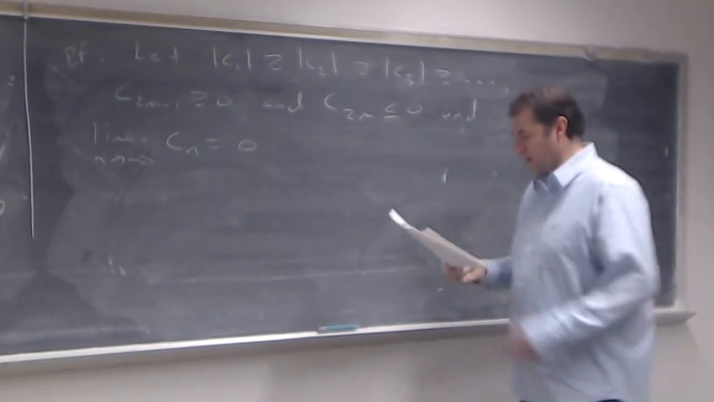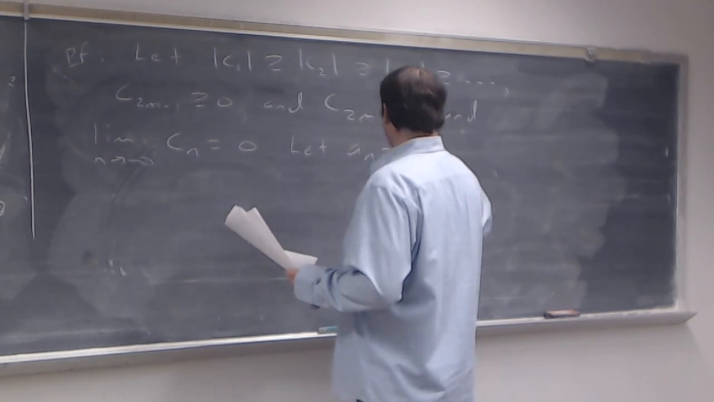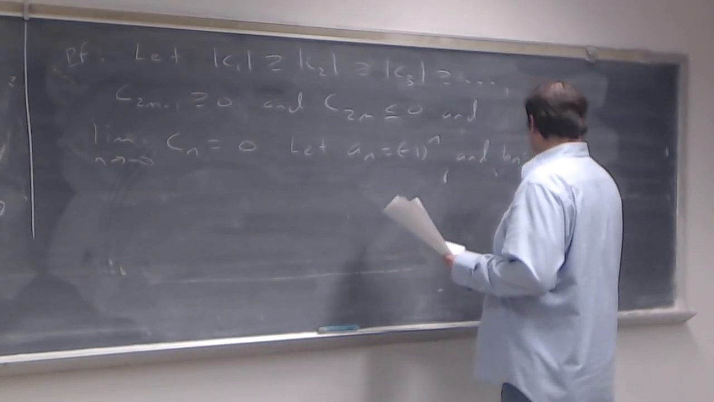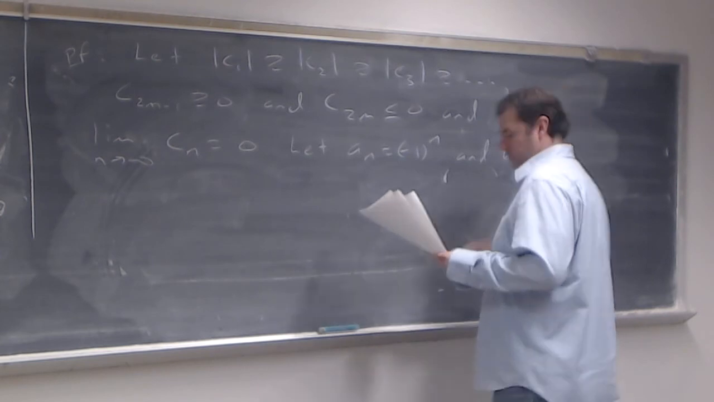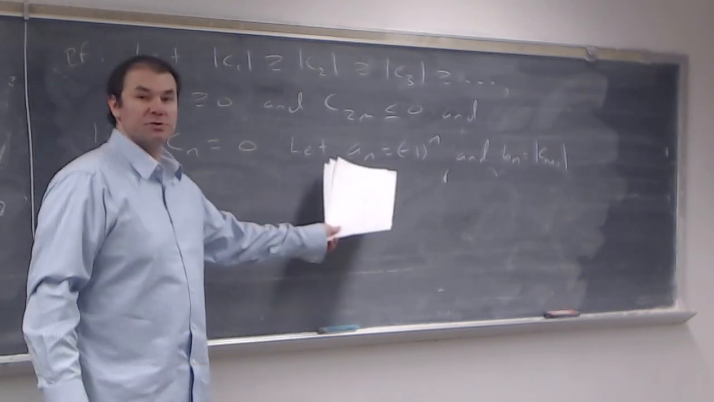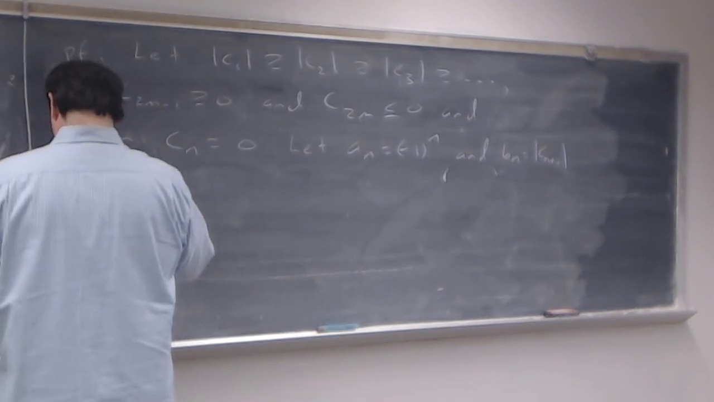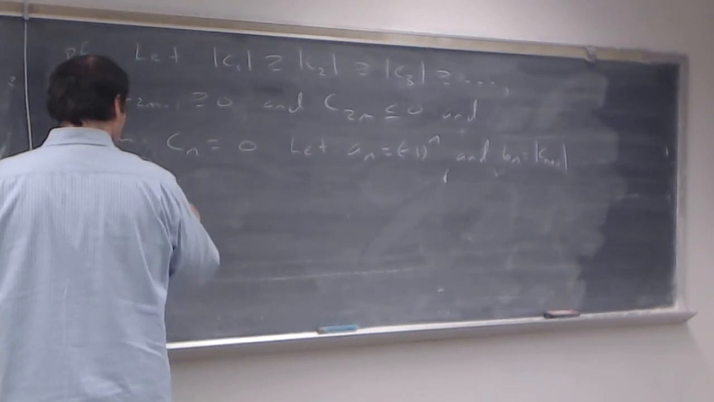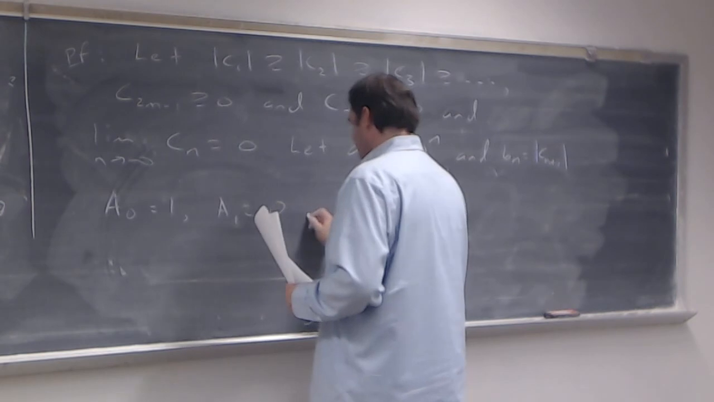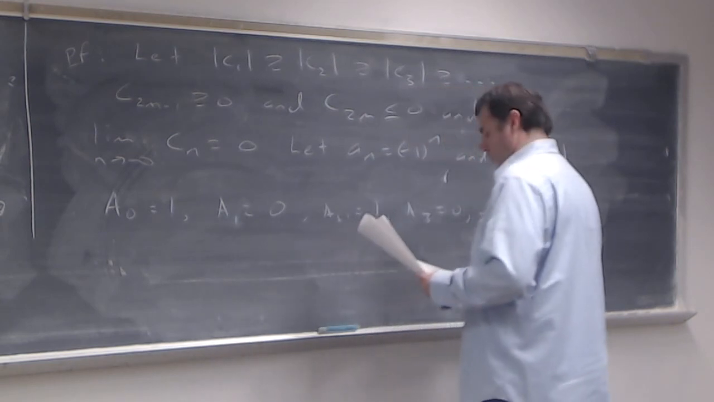Okay. So here we consider a little trick. We let a sub n be equal to minus 1 to the n, and b sub n be equal to the absolute value of c sub n plus 1. Now, when you talk about the partial sums for the series of the little a sub n's, here's what you're going to get. A sub 0 is going to be equal to 1. A sub 1 is going to be equal to 0. A sub 2 is going to be equal to 1. A sub 3 is going to be equal to 0, and so forth.